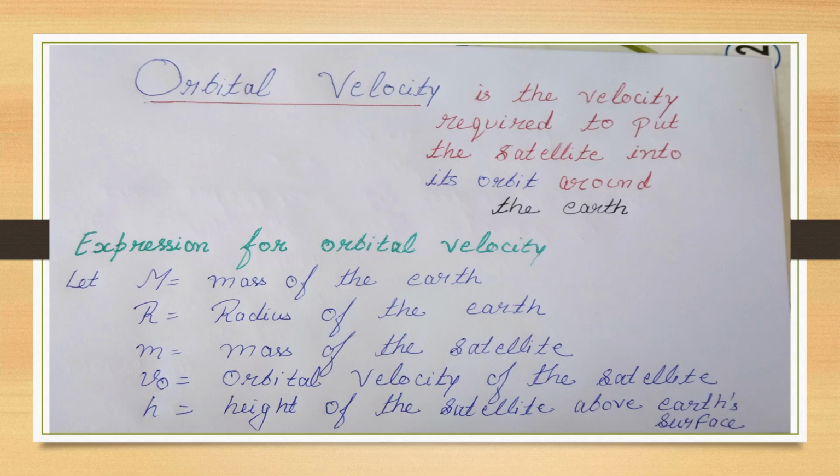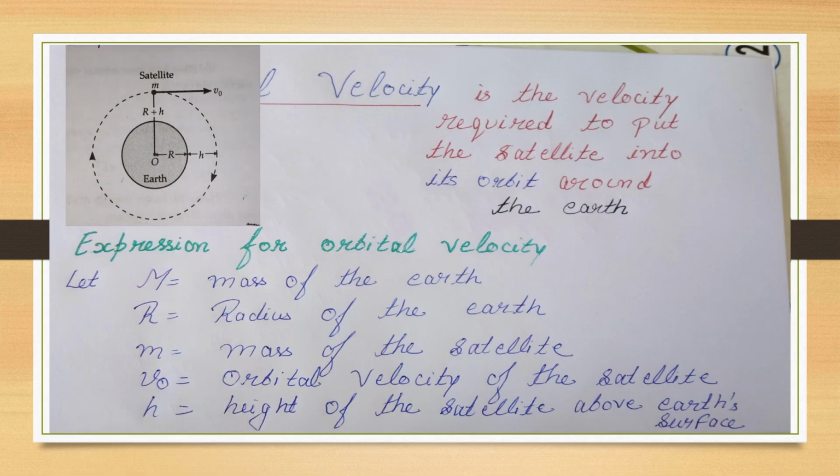Orbital velocity. So what is orbital velocity? This is the velocity required by a satellite to put the satellite into its orbit around the Earth.